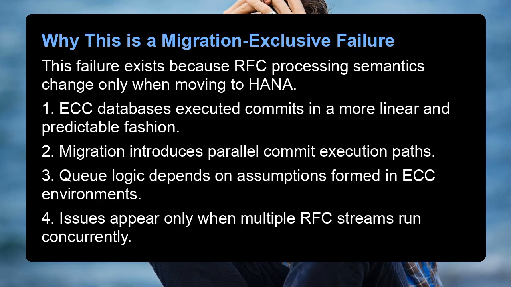Why this is a migration-exclusive failure. This failure exists because RFC processing semantics change only when moving to HANA. 1. ECC databases executed commits in a more linear and predictable fashion. 2. Migration introduces parallel commit execution paths. 3. Queue logic depends on assumptions formed in ECC environments. 4. Issues appear only when multiple RFC streams run concurrently.